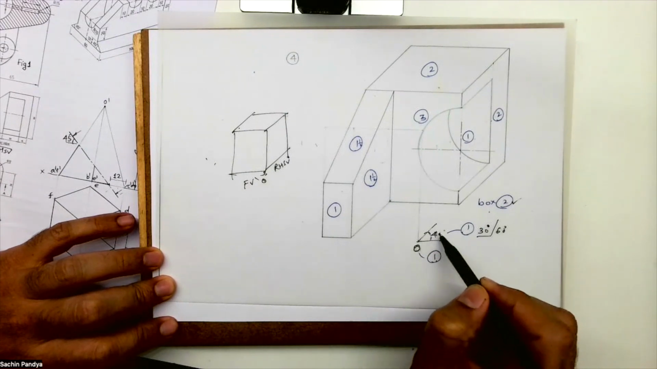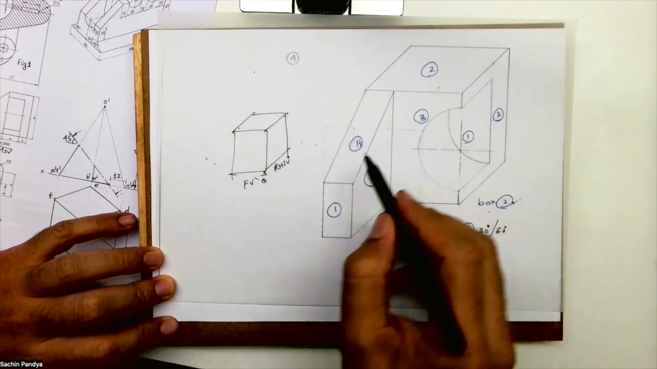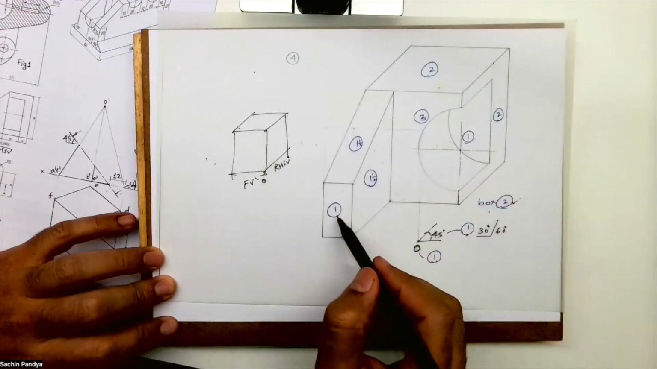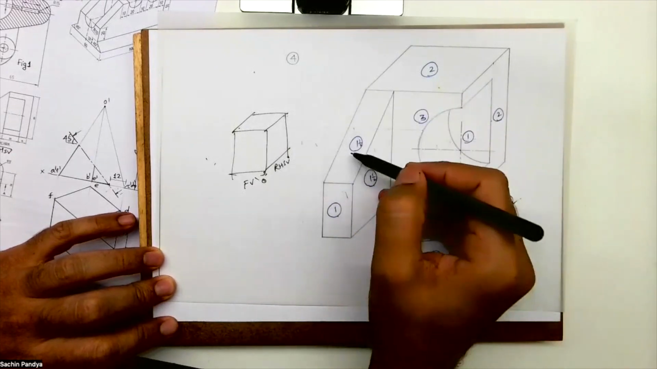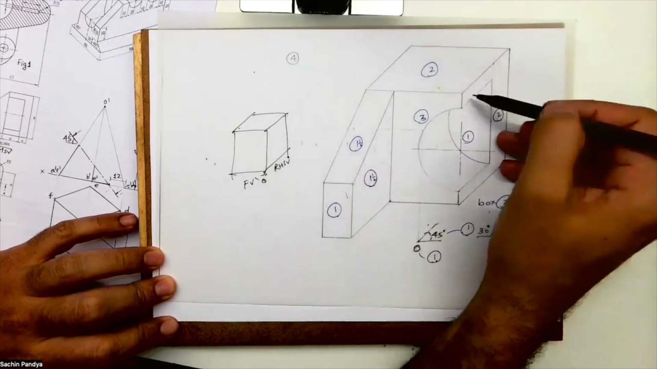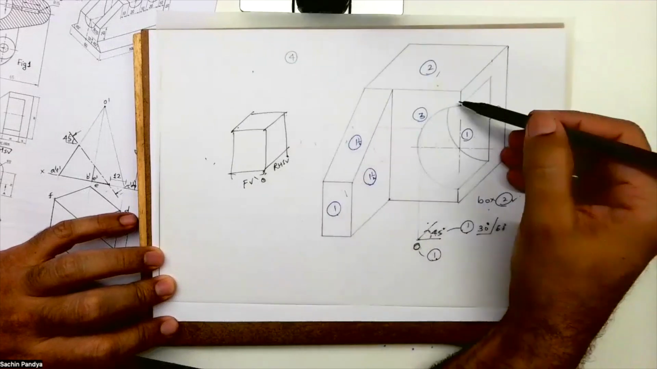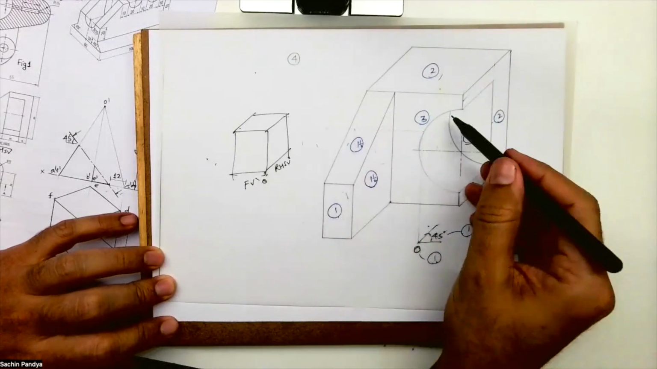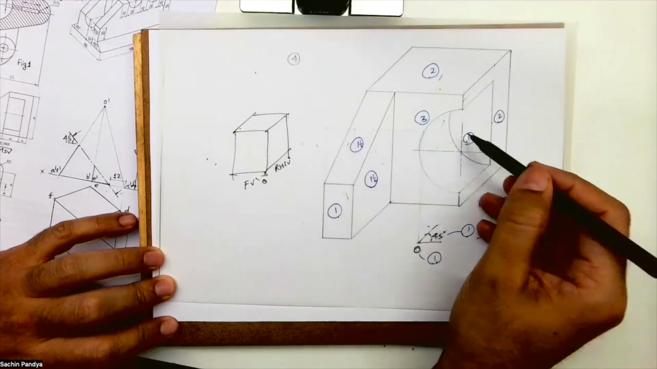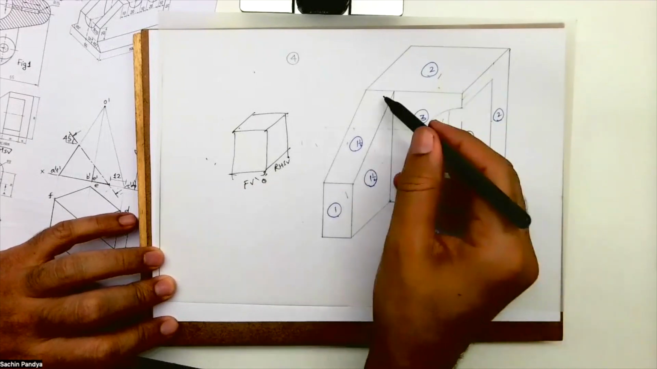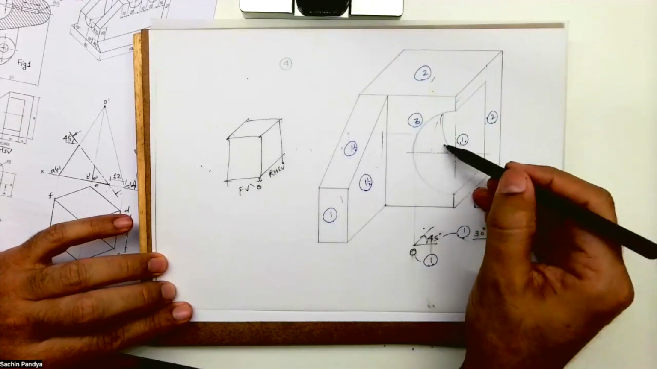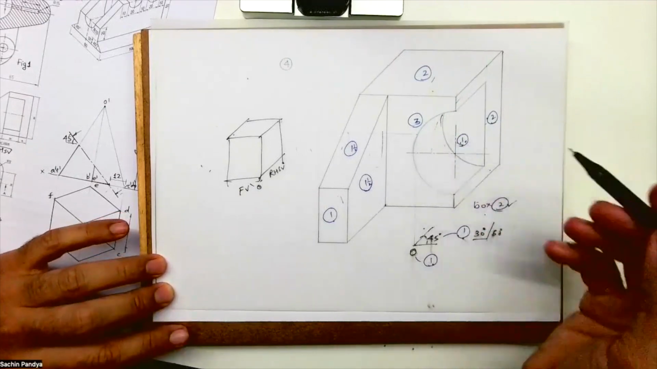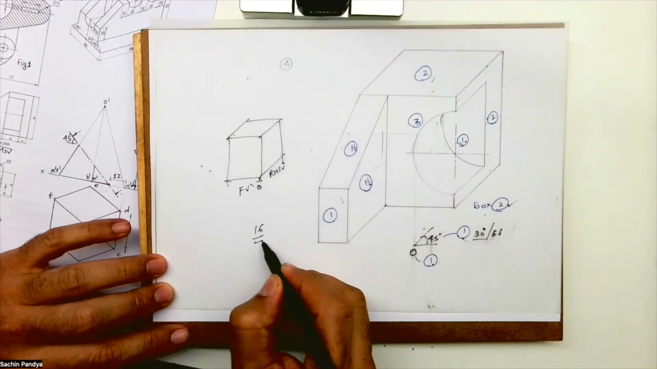45 degree, that is for 1 mark. Then this part, 1 mark. This slope, if it is correct, 1.5 mark. This slope is correct, then 1.5 mark. This top part is correct, then 2 marks. This part is correct, then 2 marks. This circle part is correct, then 1 mark. And this front surface with the circle is correct, then 3 marks. And the behind circle is correct, then 1 mark. So that way it is for 16 marks.